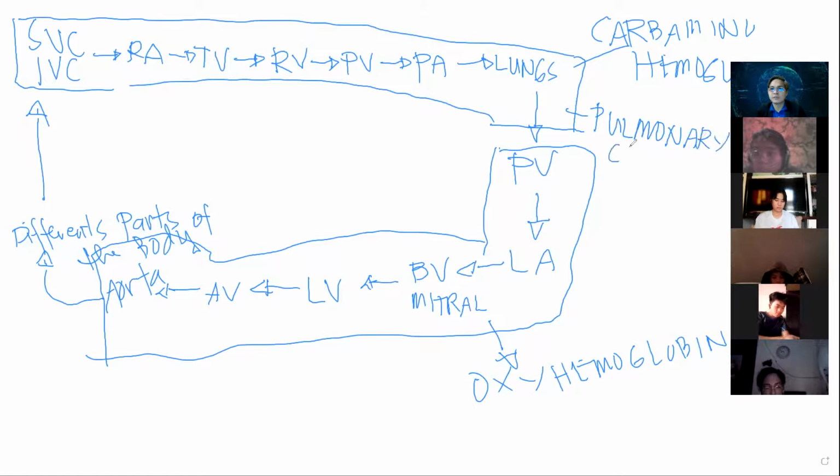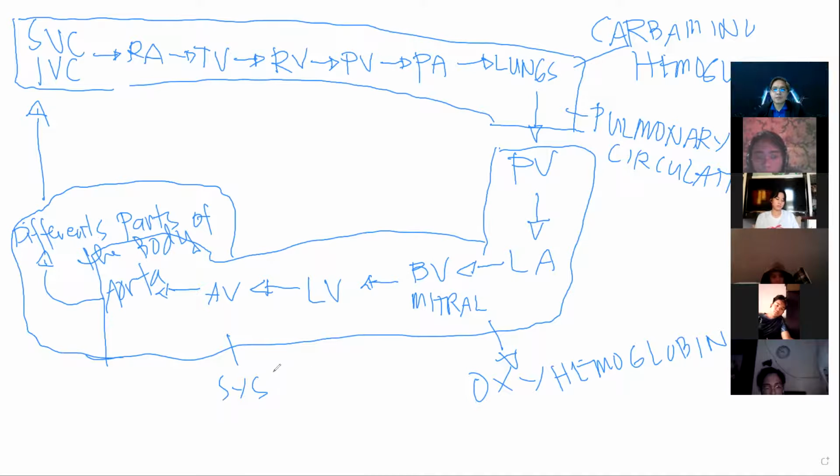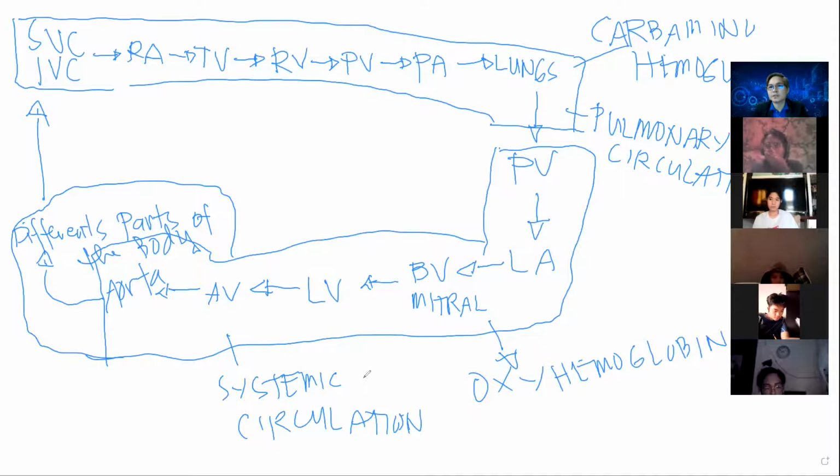Pulmonary means lungs. Okay? And since this is carrying now oxygenated blood going to all parts of your body, this is called systemic circulation. By the way, all parts of the body is included. Systemic circulation. So these are the two main circulations in the circulatory system. We have pulmonary circulation going to your lungs and systemic circulation going to all parts of your body.